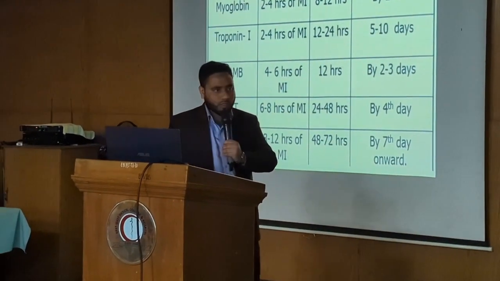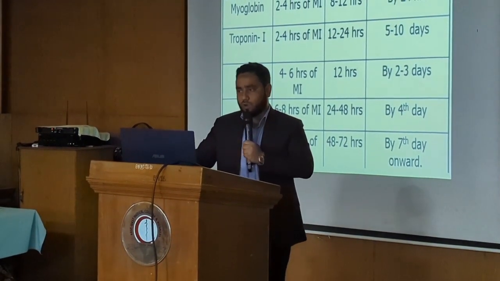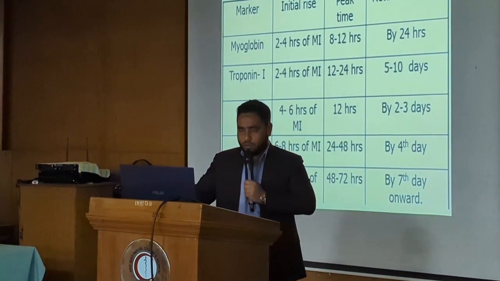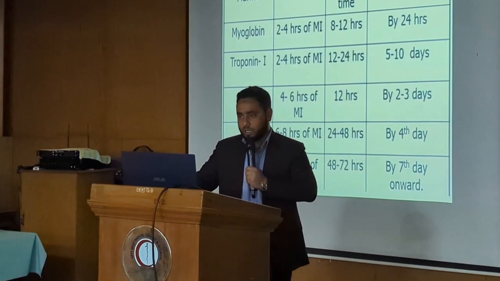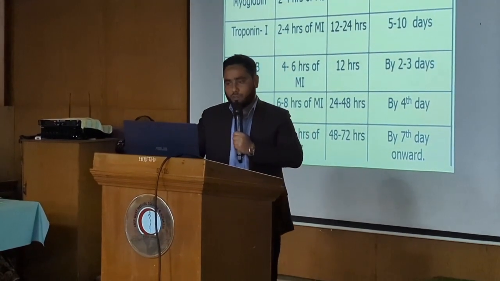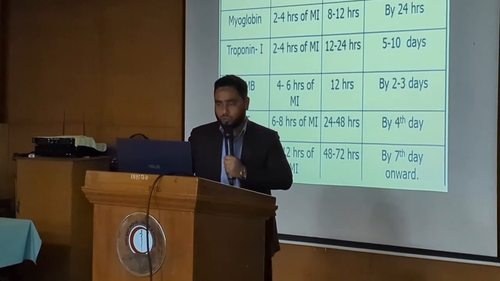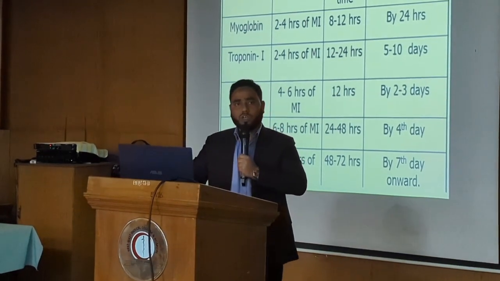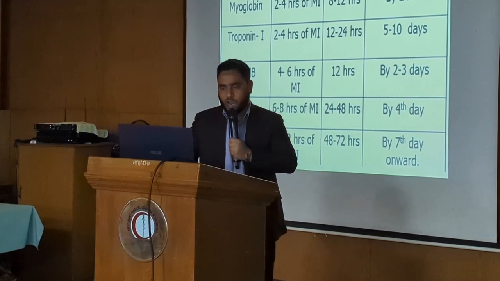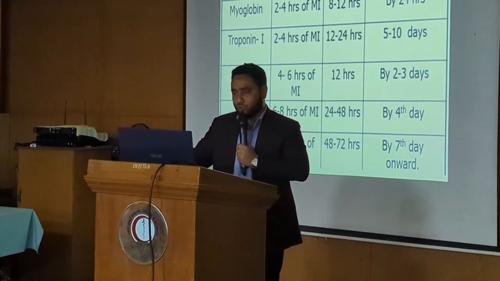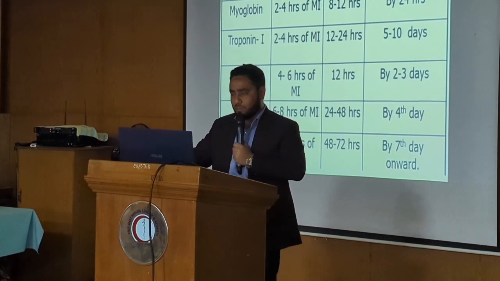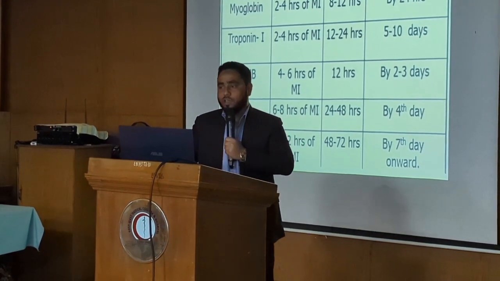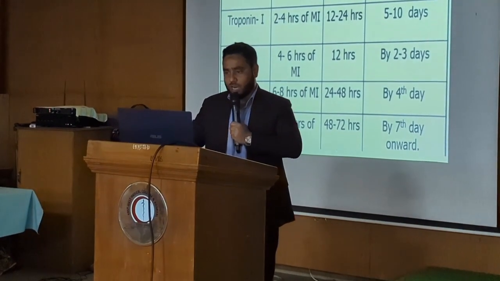So we will see the kinetic behavior of cardiac markers following cardiac muscle damage or myocardial infarction. First one is myoglobin, which initially rises within 2 to 4 hours of myocardial infarction, peaks within 8 to 12 hours, and declines to normal by 24 hours. And troponin I rises within 2 to 4 hours of myocardial infarction or ischemia, peaks by 12 to 24 hours, and returns to normal within 5 to 10 days.